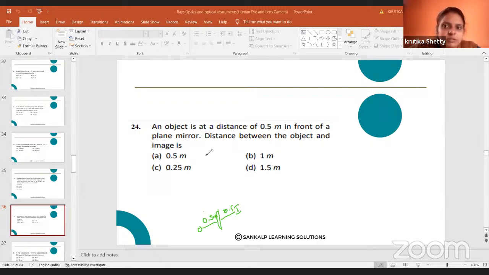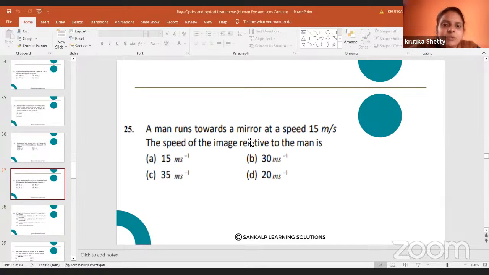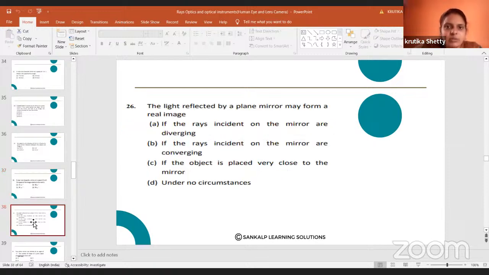Next question. A man runs towards a mirror at a speed of 15 meter per second. The speed of the image relative to the man is. Yes. So again, this is a repeated question. So similarly, you can solve this. I'll go for the next question now.